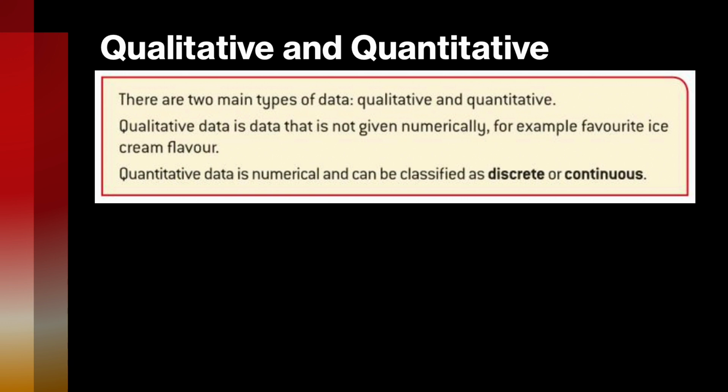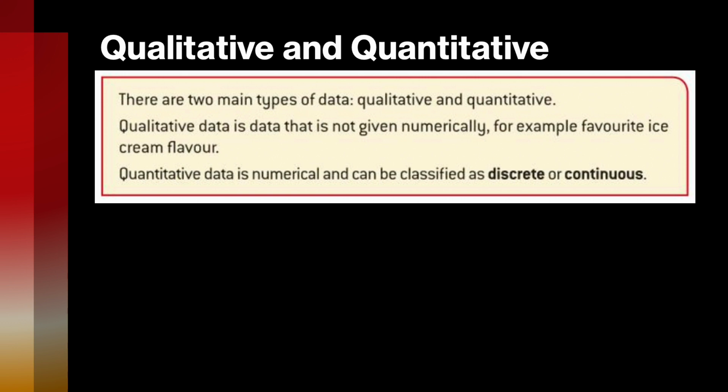Qualitative and quantitative. There are two main types of data, qualitative and quantitative. Qualitative data is data that is not given numerically. For example, favorite ice cream flavor. So if I were to ask every single student in class, hey, what's your favorite ice cream? Between vanilla, chocolate, and strawberry, right? Then the students would tell me, okay, my favorite is chocolate, mine's strawberry, mine's vanilla. I would collect all of that data. I can't assign a numeric value to chocolate, vanilla, or strawberry. So that's what makes the data qualitative, because there is no numeric value assigned to it.